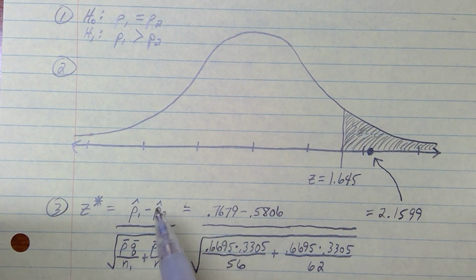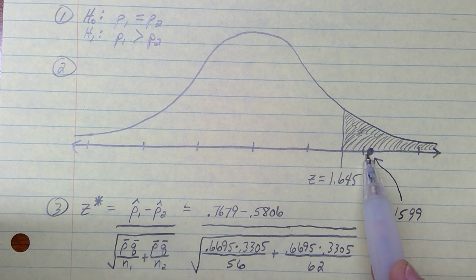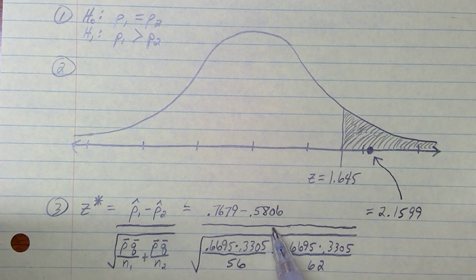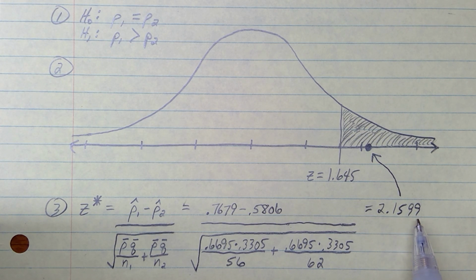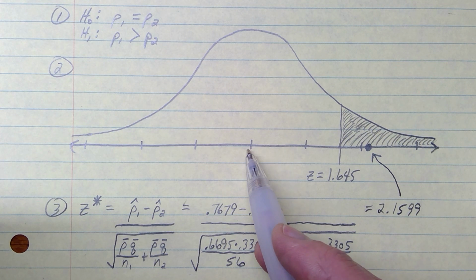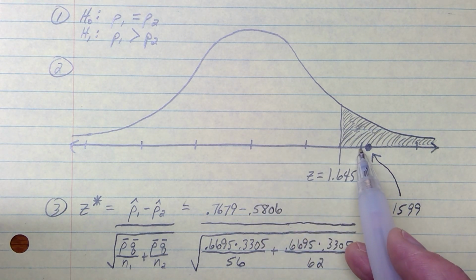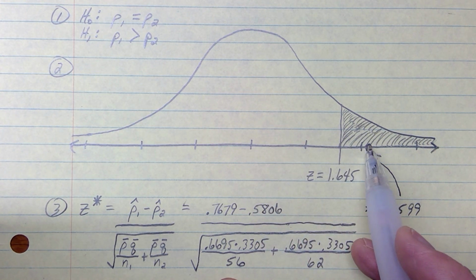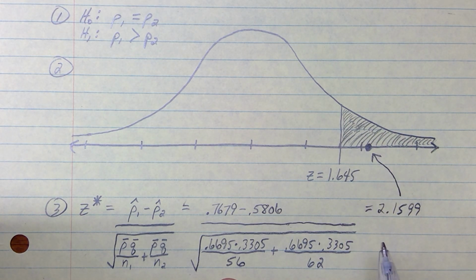Next, you run your test. So we call it Z star, our test statistic. It's going to be our test dot. Plug in the numbers. You get 2.1599. That's just a little bit past 2 steps to the right. Here's 0, 1 step to the right, 2 steps to the right, and just a hair past it. Put a big dot there.